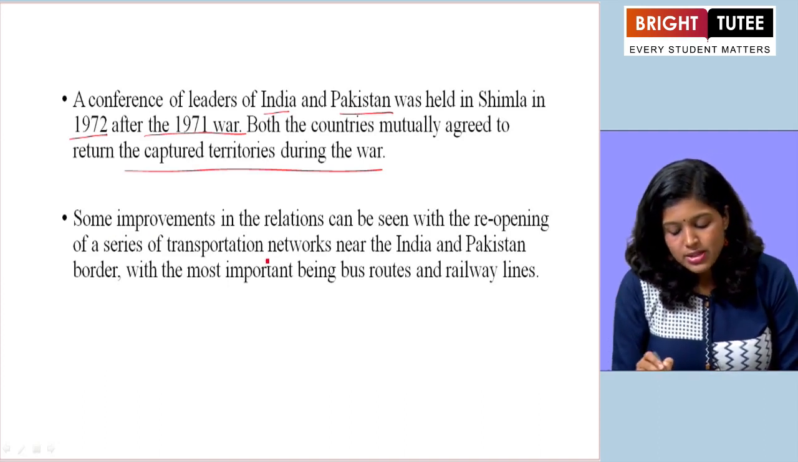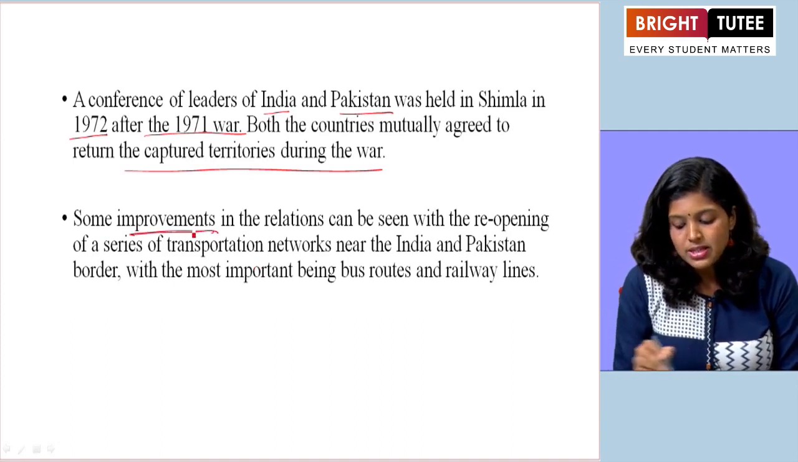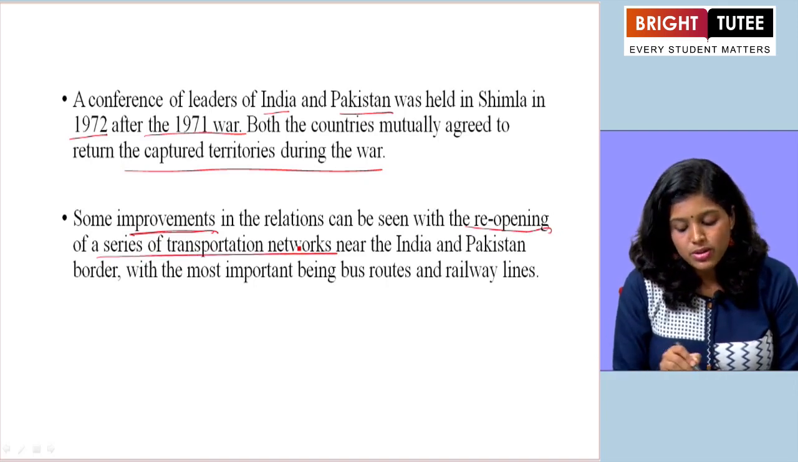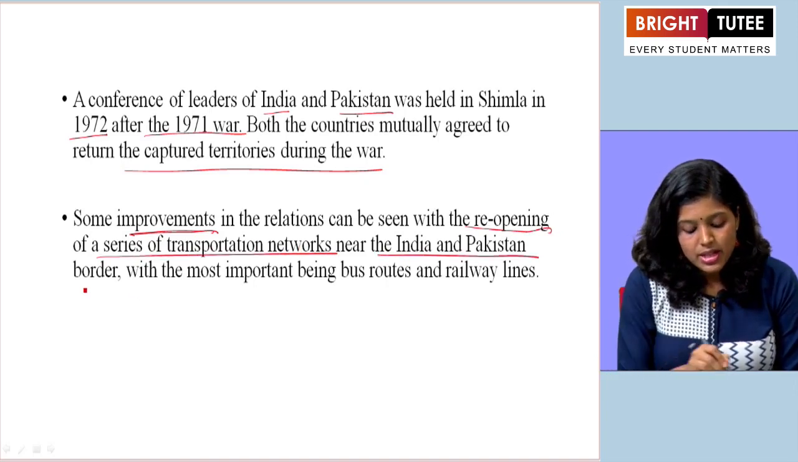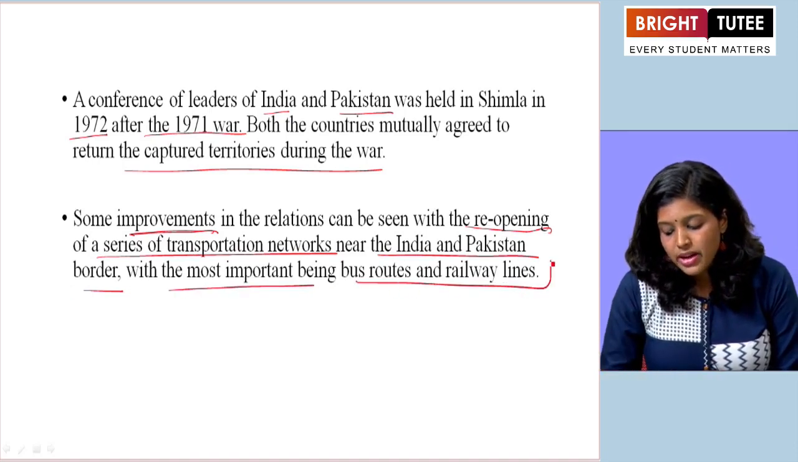Some improvements in the relations can be seen. There are some improvements which can be seen with the reopening of a series of transportation networks near the India and Pakistan border, the most important being bus routes and railway lines.